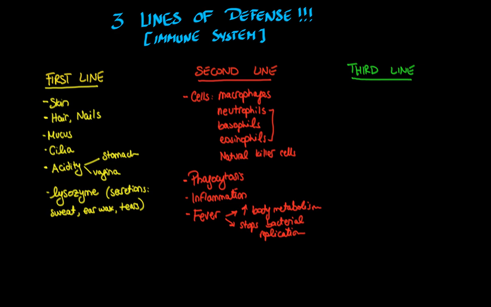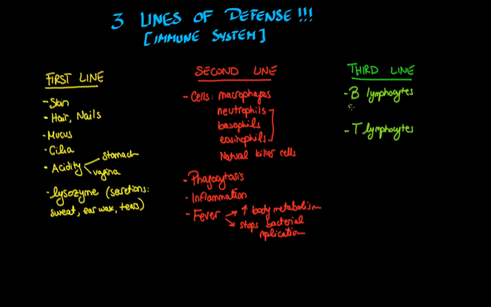All right. And then finally, under our third line of defense, here we have what we call the B lymphocytes or the B cells, as well as the T lymphocytes or the T cells. And so these two also are types of leukocytes or white blood cells, but they are the agranulocytes, right? And so they fall under the third line of defense. We are going to go into much more detail about the function of B cells versus T cells.